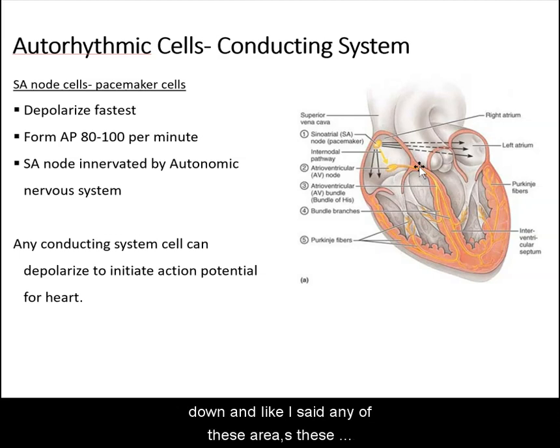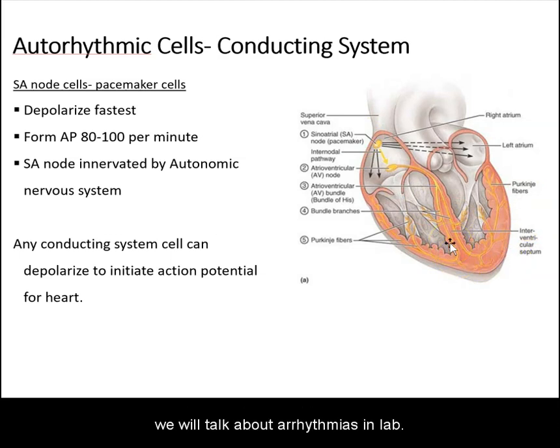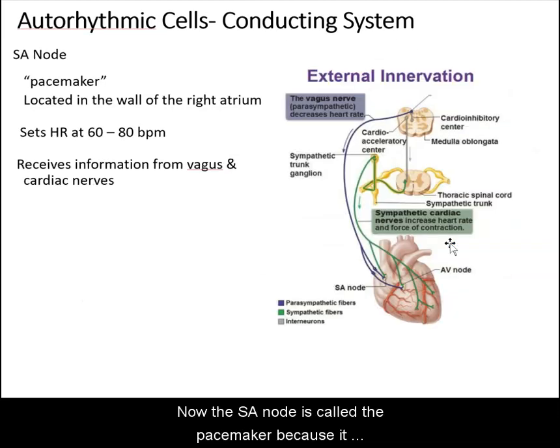And like I said, any of these areas, these pacemaker cells, can depolarize all on their own. It's supposed to be the SA node because it's the first one, it's the fastest one, and it sets the pace. It's called the pacemaker for the heart. But anywhere in here could depolarize, and when it does, we'll see an arrhythmia. And we will talk about arrhythmias in lab. Now, the SA node is called the pacemaker because it sets the heart rhythm. It sets the depolarization rate.